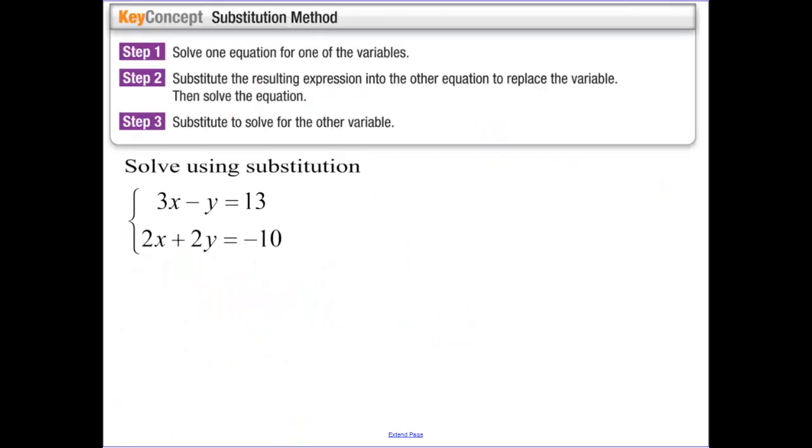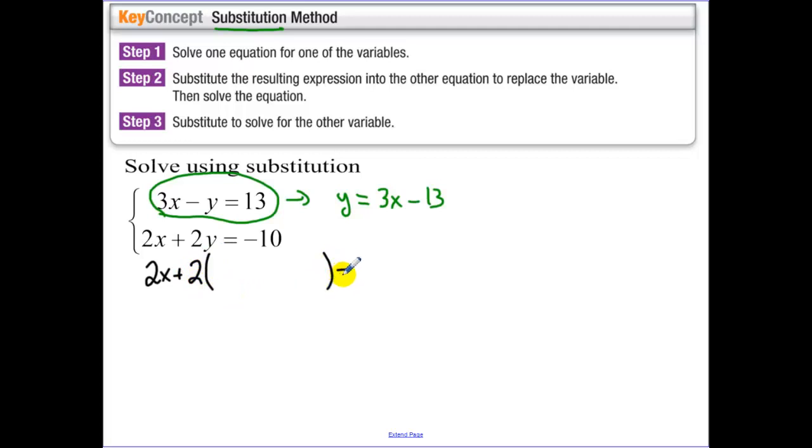Now another way to solve by hand is to use substitution. Now this is super easy if you have your coefficients on your x or your y, if one of them is 1, or you can easily get it to be 1. So if you look at this top piece here, what I can do is I can add the y over and subtract the 13 over to get y equals 3x minus 13. Now I'm going to take it and I'm going to substitute that y value into our other one. So we have 2x plus 2y equals negative 10. So I'm going to take and substitute this in to the other equation.